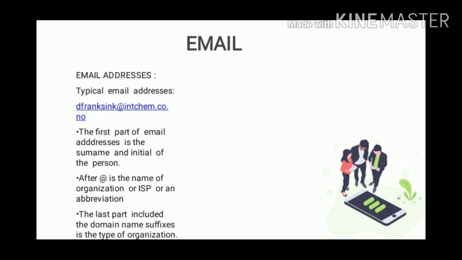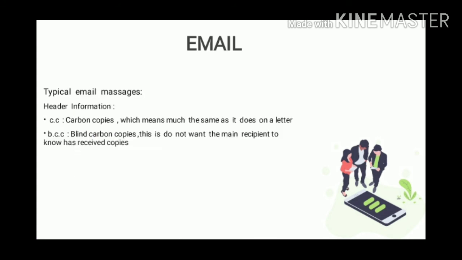So I want to tell you about other examples of domain name suffixes referring to types of organization. The first is .biz, which is for business, and then .gov, which is for government offices. Next is .org, which is for non-profit-making organizations, and then .pro, which is for professions.